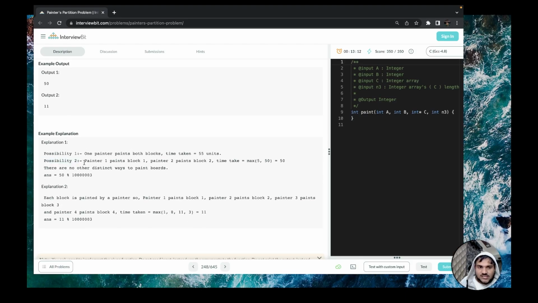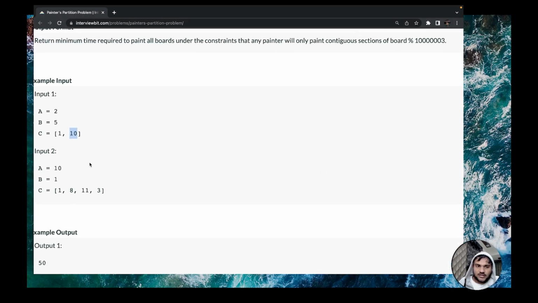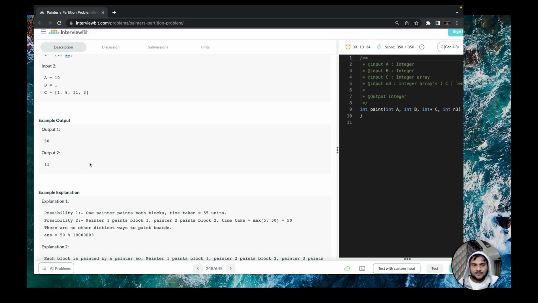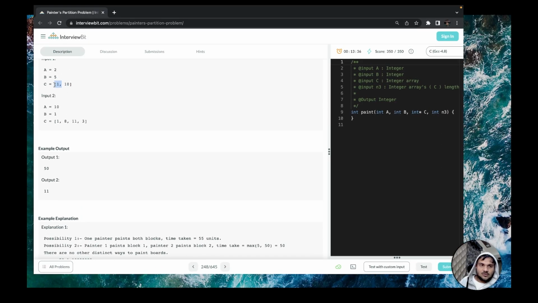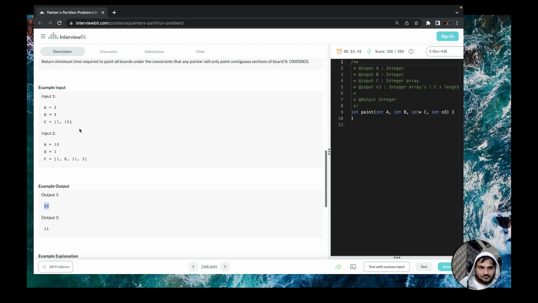Whereas the possibility 2 is that painter 1 paints block 1 and painter 2 paints block 2. Because they are going to start painting parallelly, in 5 units of time, painter 1 will be done with its task and painter 2 would have done 1 unit of task. Then after 9 more units of task, painter 2 will complete this. So the time taken is going to be 50 units. Can I say that? Because now this board gets parallelly allocated to someone else. So 50 is the answer. 50 mod 10^7 + 3 is 50 only.